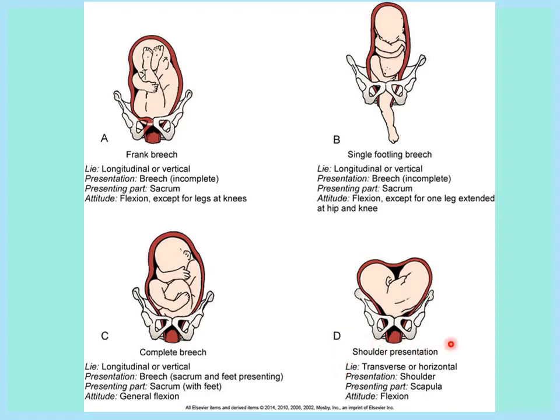In D, you see a shoulder presentation. You see the lie is transverse or horizontal. The fetal spine is directly opposite the relationship of the mother's spine. The presentation is shoulder, the presenting part is a scapula, and the attitude is one of flexion.